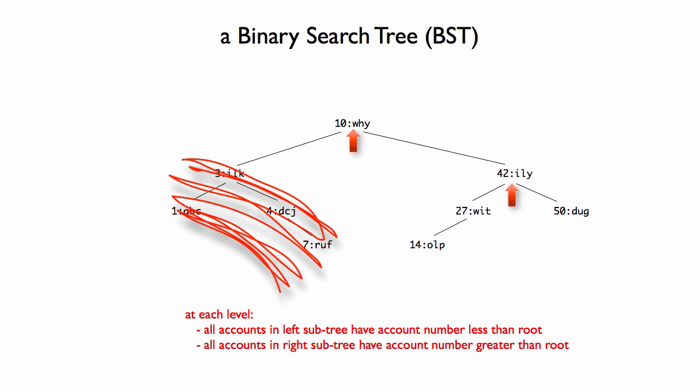Let's see, 42 isn't 14, so I'm not there. But 14 is less than 42. So at this point, I'm going to ignore the entire right-hand branch of the tree. And I'll go down the left-hand branch. Let's see, 27 isn't 14, so I'm not there. But 14 is less than 27, so I'll ignore the right-hand branch of the tree. There happens not to be one, so ignoring it doesn't do much, but I'll ignore it. And I go down the left branch. Let's see, 14 is 14, I'm there, I produce OLP.